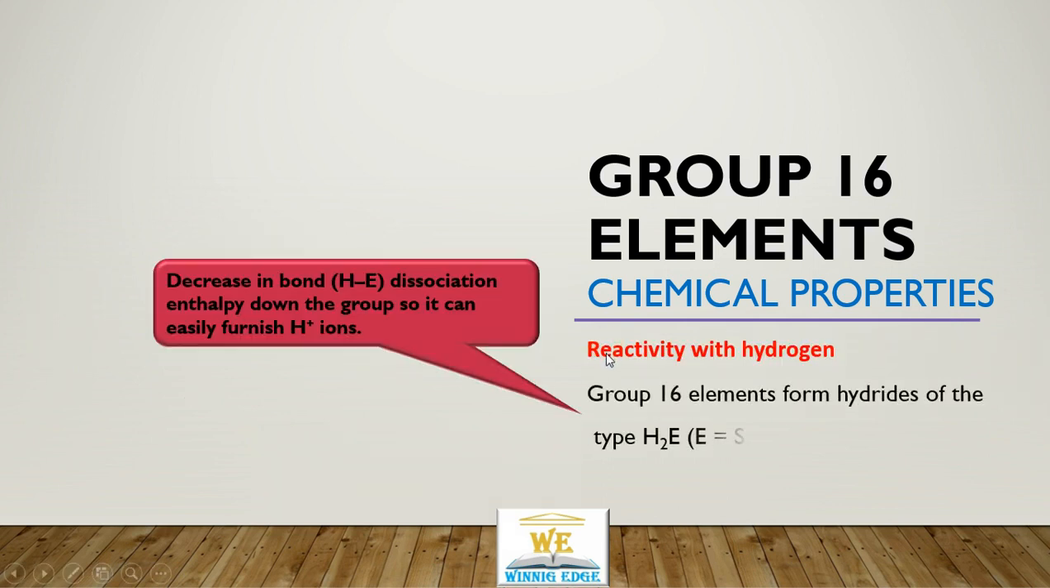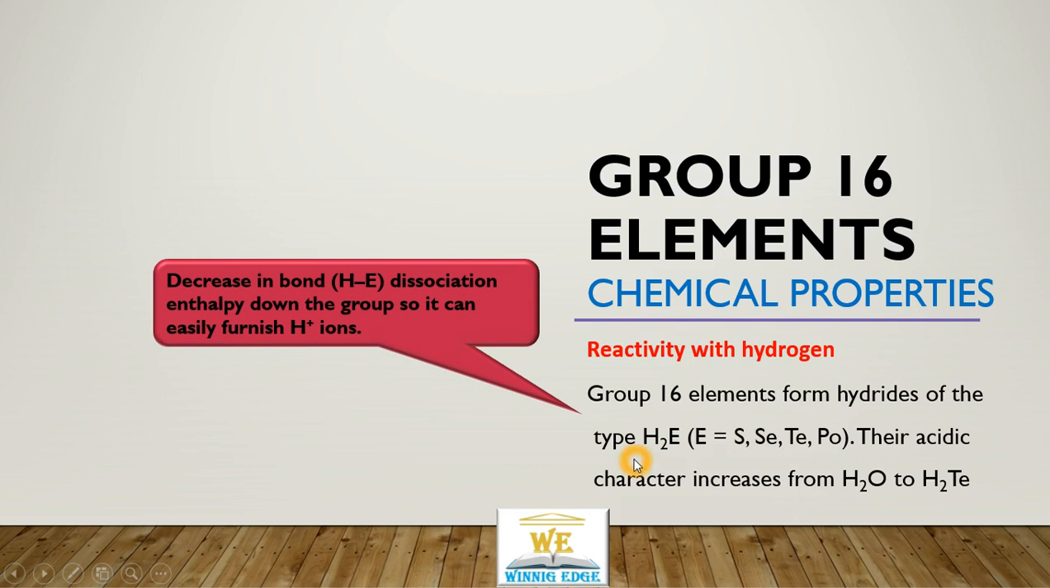Reactivities. Group 16 elements form hydrides, like the dihydrides of sulfur, selenium, tellurium, and polonium. For these hydrides, we saw there is an increasing acidic character as we go down the group from oxygen to tellurium. H2S will be more acidic than water.